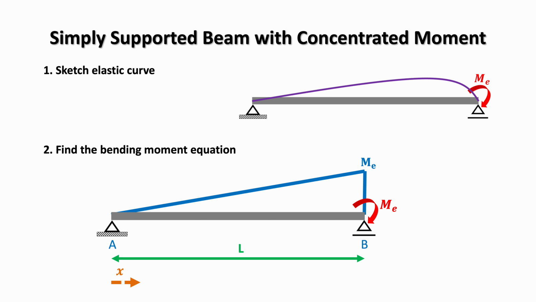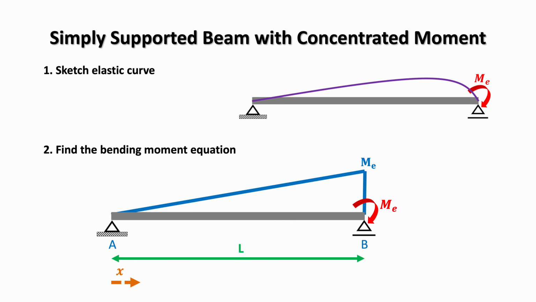So let's start off by sketching the elastic curve. The beam is simply supported, so the vertical deflection is 0 at both supports A and B. The applied moment at B causes the beam to rotate at that end, producing curvature across the span. The sketch reflects this behaviour with no displacement at the supports, but a clear change in curvature driven by the end moment. Let's move on to the bending moment behaviour.